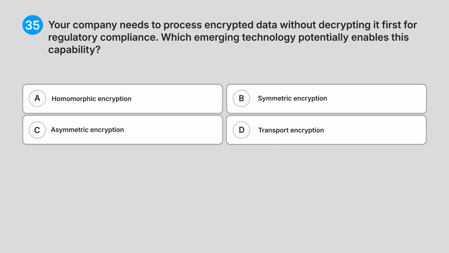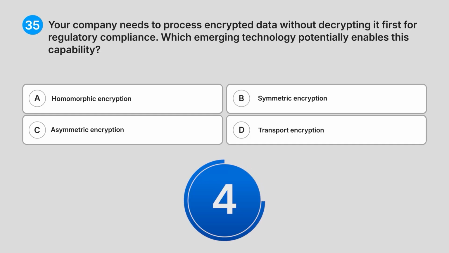35. Your company needs to process encrypted data without decrypting it first for regulatory compliance. Which emerging technology potentially enables this capability? A. Homomorphic encryption. B. Symmetric encryption. C. Asymmetric encryption. D. Transport encryption. Can you guess the answer?